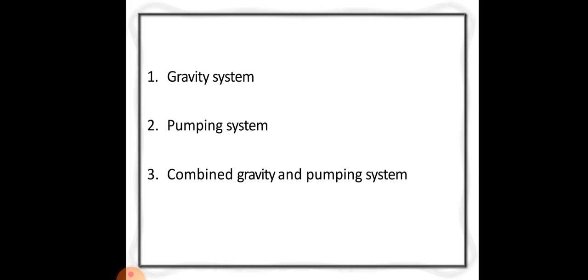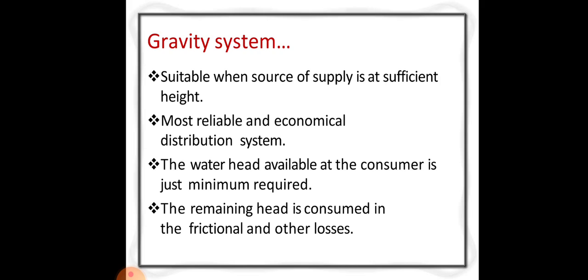The method of distribution, like I told you, depends upon the topography of the area, that is the locality, and these are the methods or systems that are usually adopted in the case of a distribution system: the gravity system, then the combined gravity and pumping system, and the pumping system. So, we will see what they are.